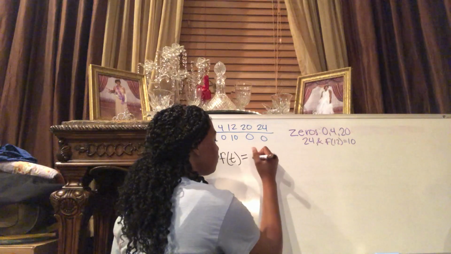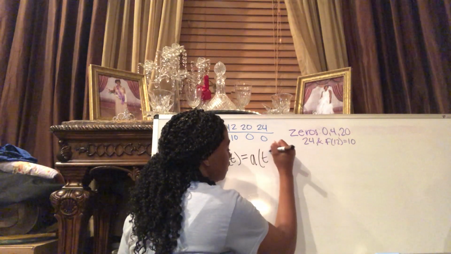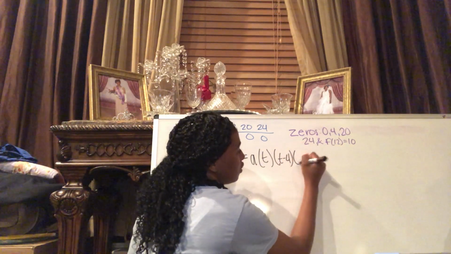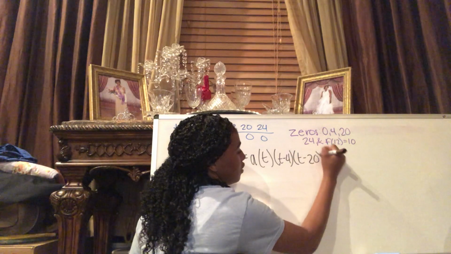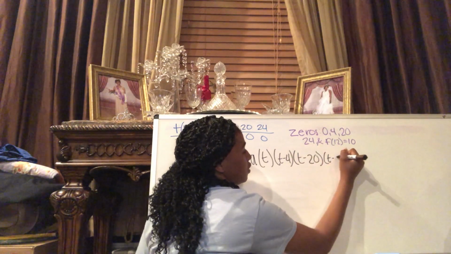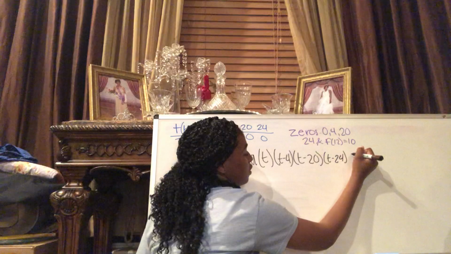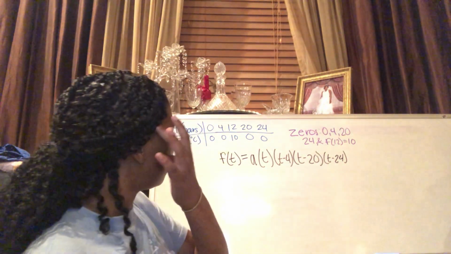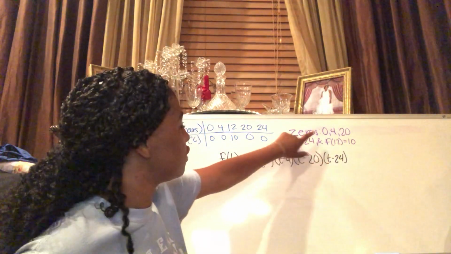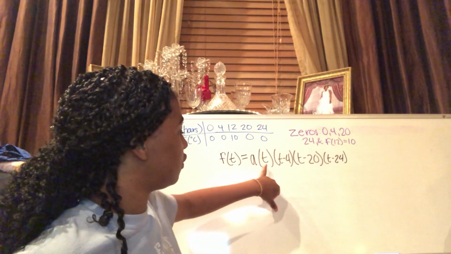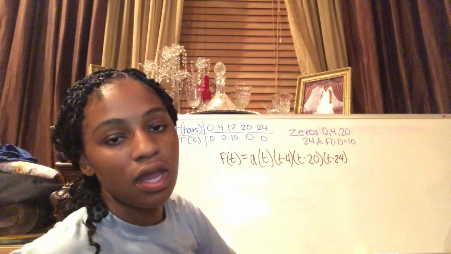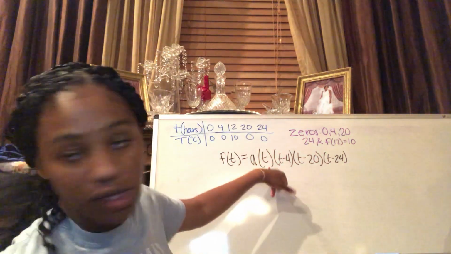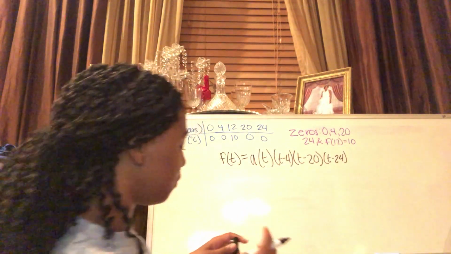So I'm going to do a times t, then I have t minus 4, t minus 20, t minus 24. Ouch. Okay. And the reason you don't see 0 written out like you see the rest of them is because anything t minus 0 is still going to give us t, so it's here, it's just not directly written out.